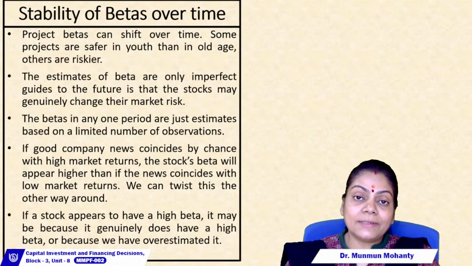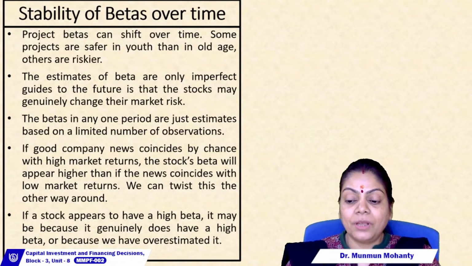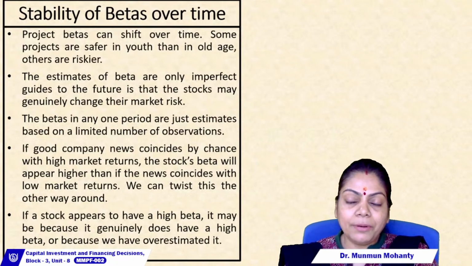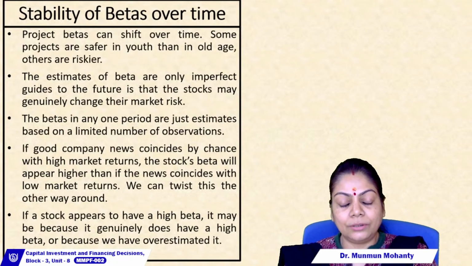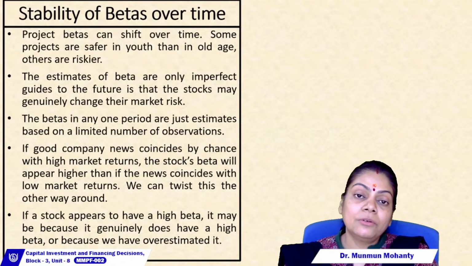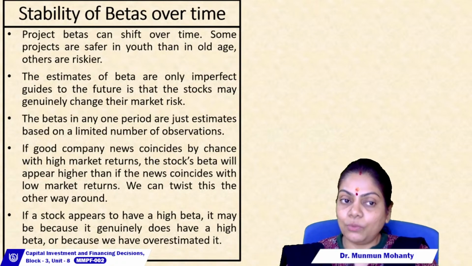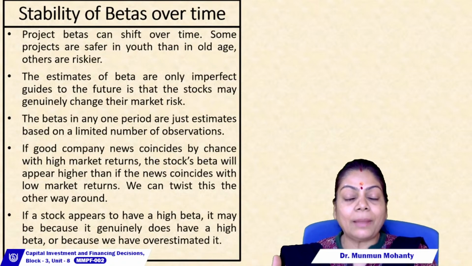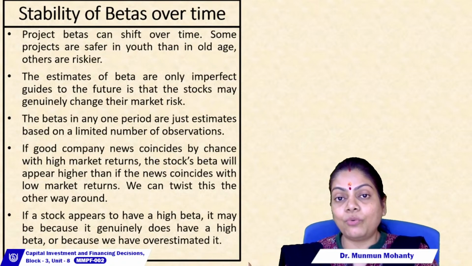Now, having talked about betas, even if we are able to correctly estimate the beta as of now, the betas of projects keep on shifting. A project might be less risky in the beginning and become riskier towards the later part of its life. The vice versa can also happen. A project might be more risky in the beginning and become less risky over a period of time. So, accordingly, betas of companies and projects also shift over time.